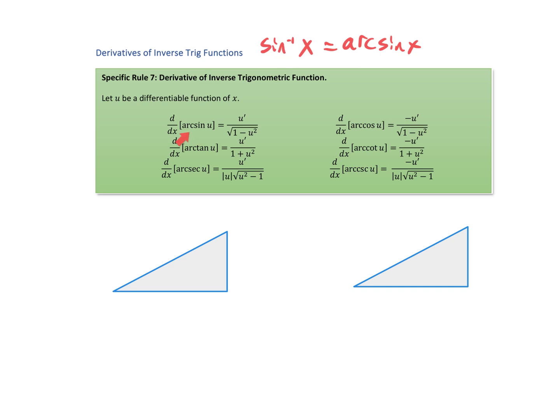Sometimes we like to write arc sine because that negative 1 gets a little cumbersome. It's not really a power, it's just a notation, so arc sine is a little cleaner sometimes. Anyways, we're talking inverses here, and we want the derivative of an inverse. And so we're going to want to use our rule.